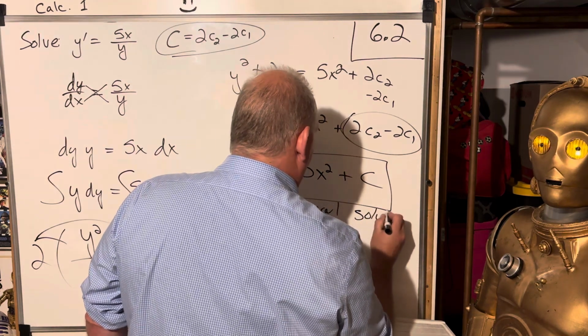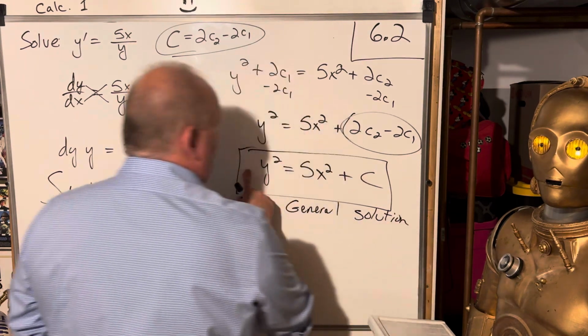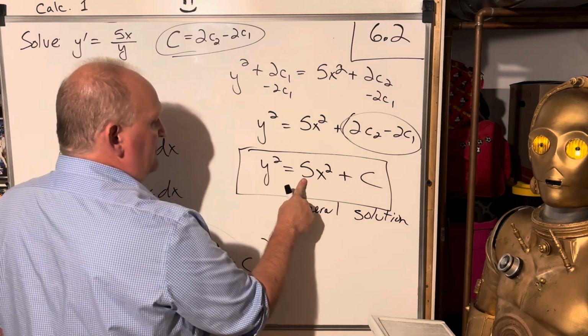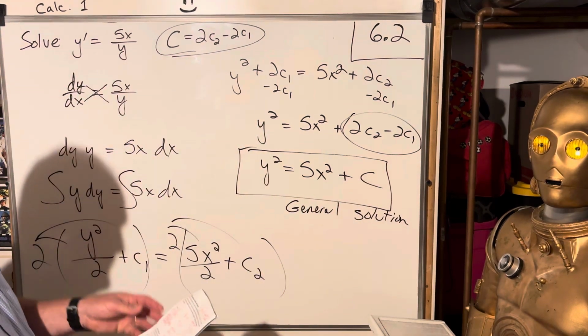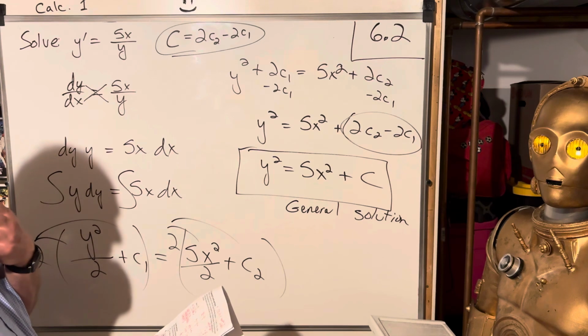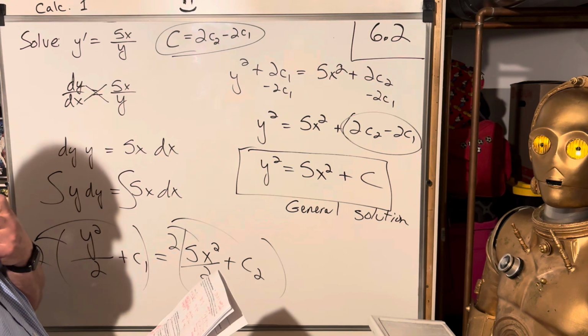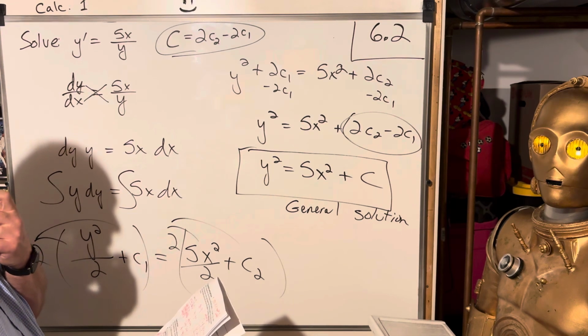Now again, if you would have left it as 1 half y squared equals 5 halves x squared plus c, that's also fine. All right, so let's look at growth and decay.